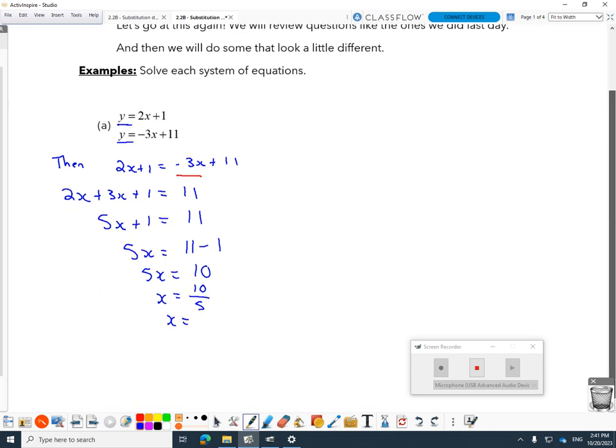X, what is 10 divided by 5? 2. Does it have to be whole numbers all the time? No. These can get decimals or fractions. But a lot of times, in grade 10, we go, let's make ones that work out nice. Yeah?